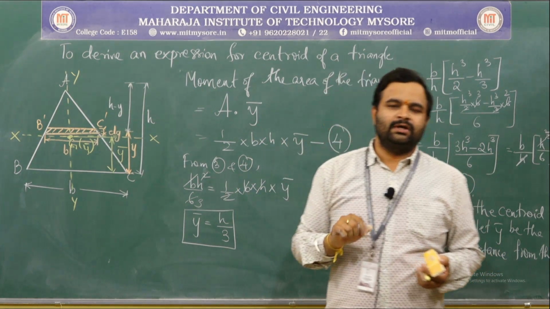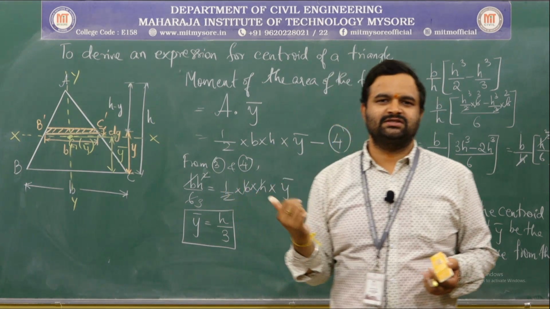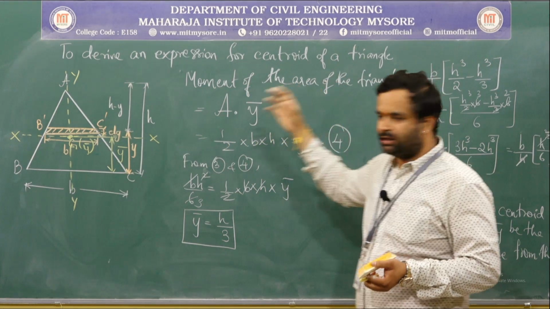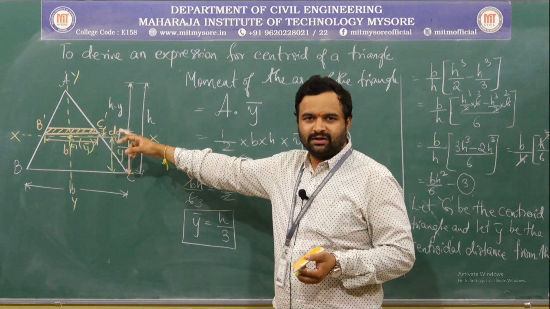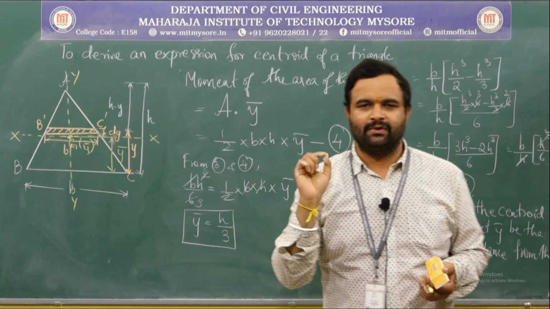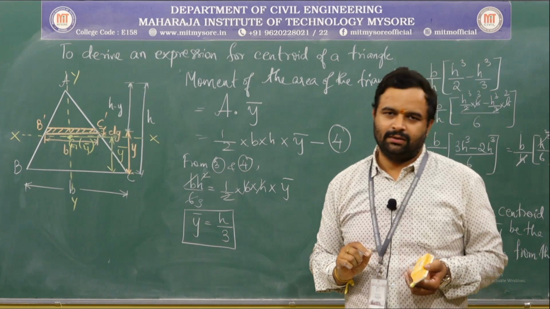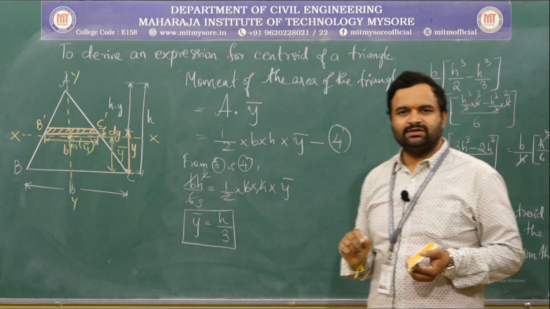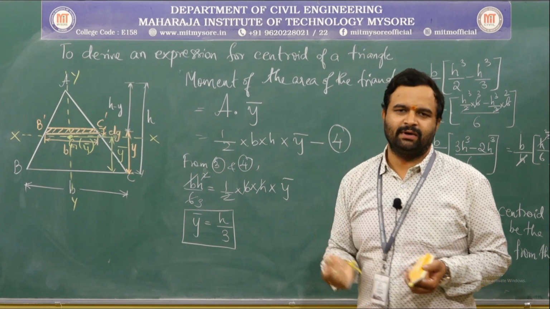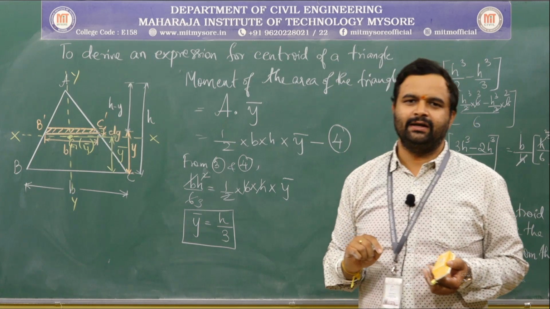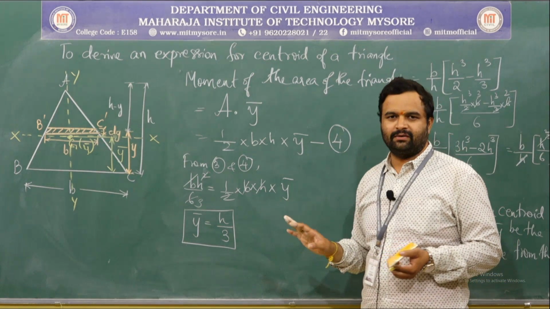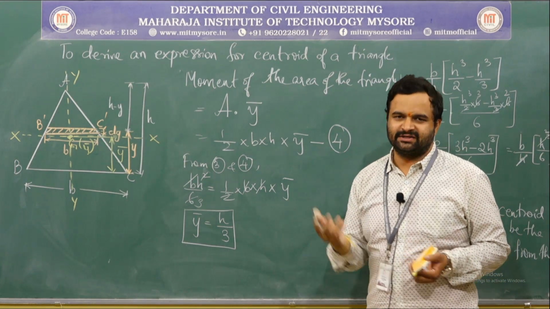Then equate those two equations consisting of the moments, that is the moment of the entire triangle and the moment of the small element considering the entire triangle, and that will give you the expressions for y bar and also for x bar. Okay, so the centroidal values for a right angle triangle will be x bar is equal to base by 3 and y bar is equal to h by 3. Y bar remains the same, but for x bar it will be base by 3.